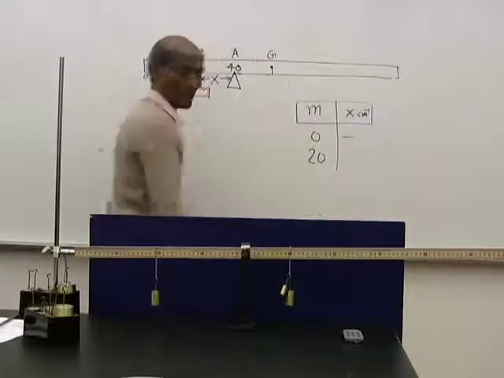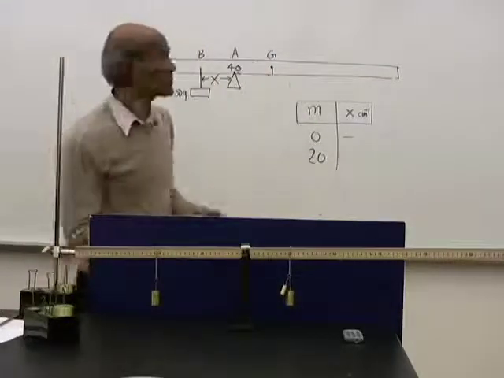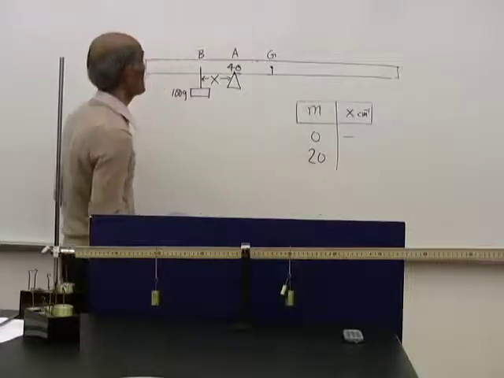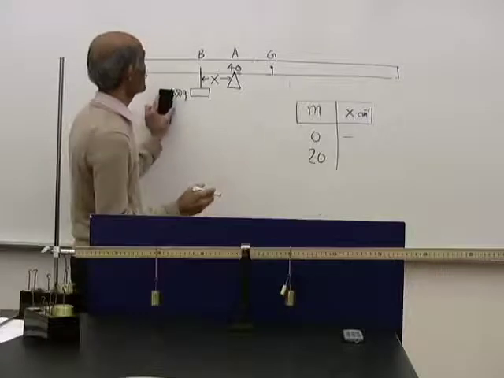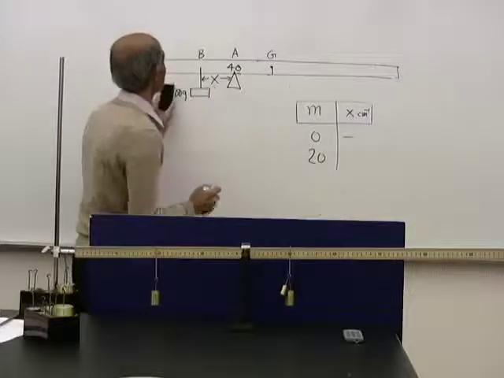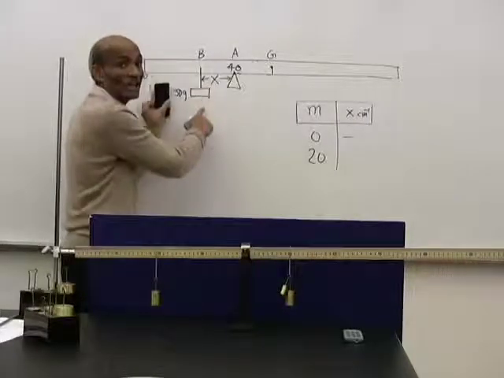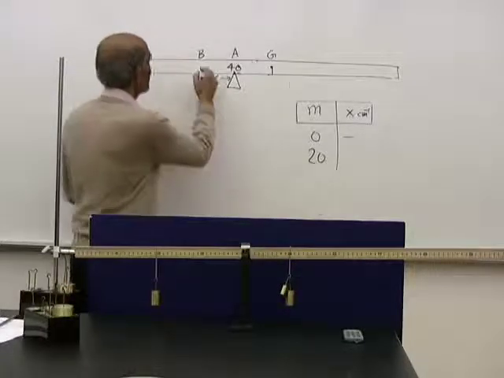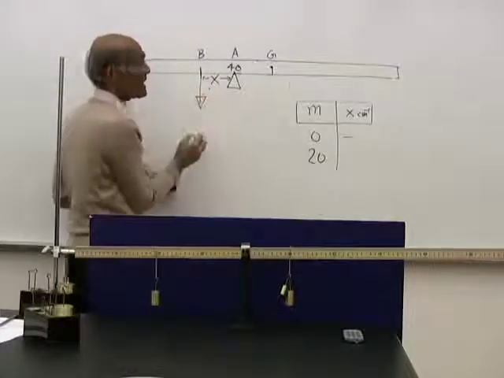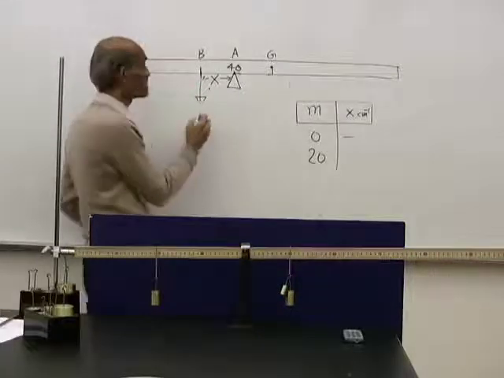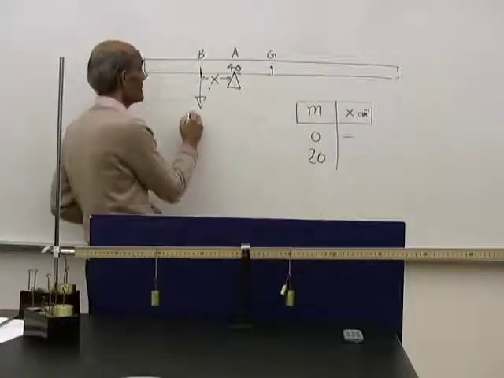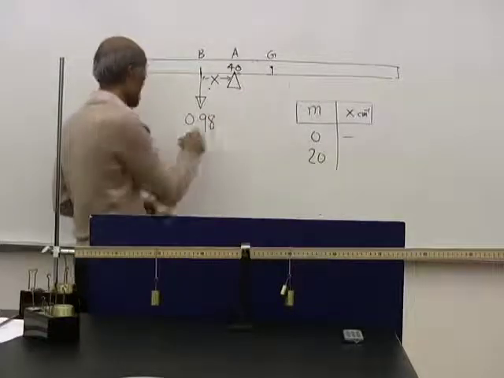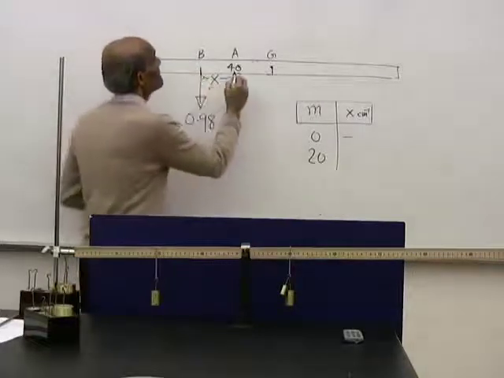And then to answer the questions, I'm not going to answer them for you, but I'll give you some clues here. What are the forces in here? If you look at B, it is the weight of the 100 gram mass. So I'm going to draw that force. The weight of the 100 gram mass is 0.98. Is that right? This is the 0.98 Newton acting at B.